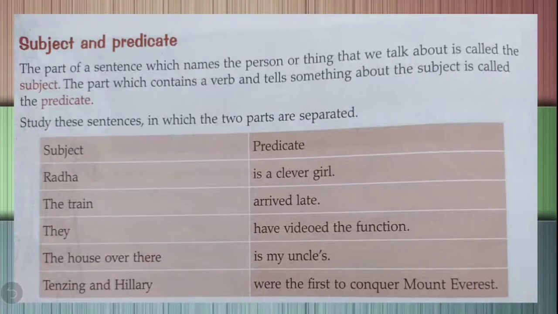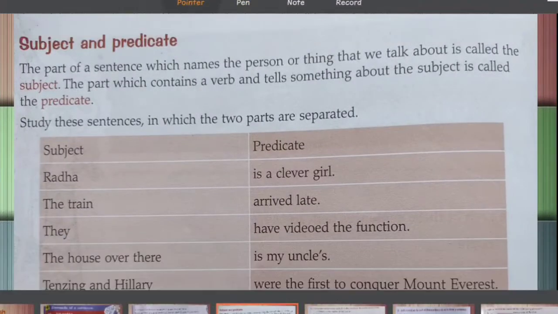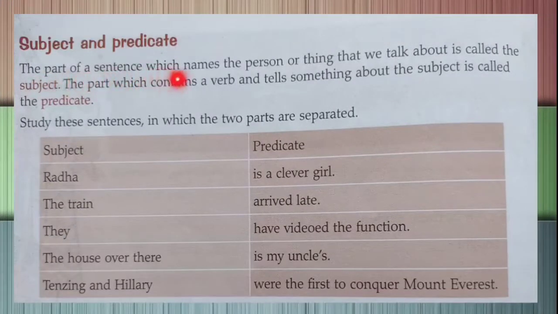The subject is a noun or pronoun. It is the part of a sentence which says what the sentence is about, and the predicate gives more information about the subject. Now let's see what's given in your textbook. The part of a sentence which names the person or thing that we talk about is called the subject. Names the person or thing means noun or pronoun.